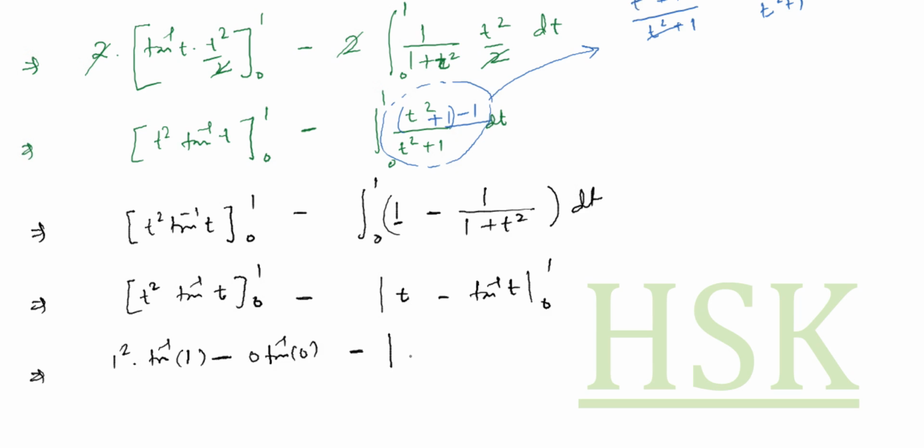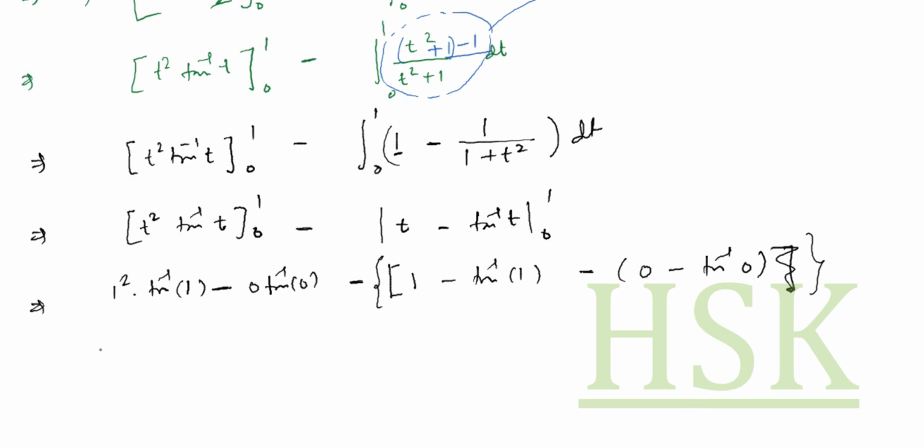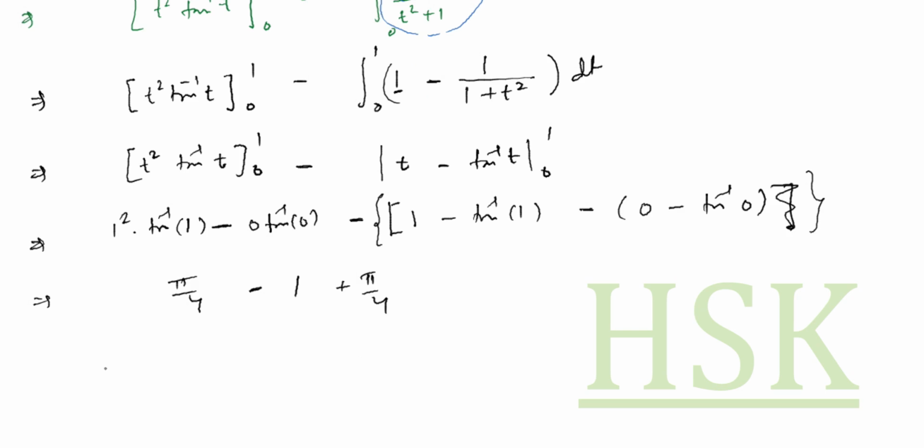Minus, for the upper limit I am going to get 1 minus tan inverse of 1 minus 0 minus tan inverse of 0. So this is going to become pi by 4. This is going to become 0 minus 1 plus pi by 4, and all these terms are going to become 0. So my final answer would be pi by 4 plus pi by 4, which is pi by 2, minus 1. So this is my required answer.